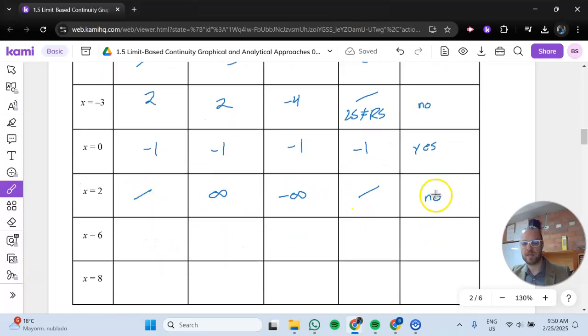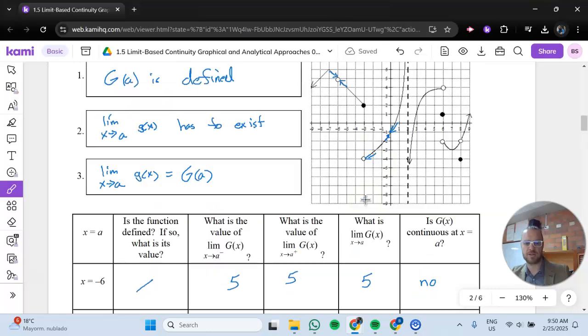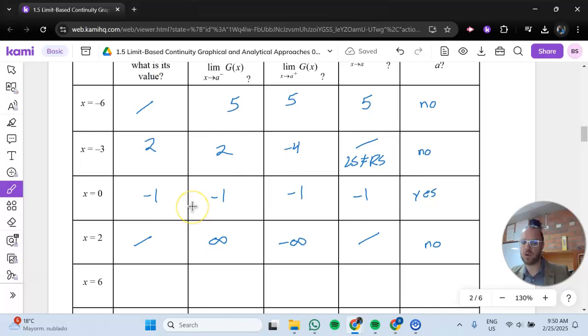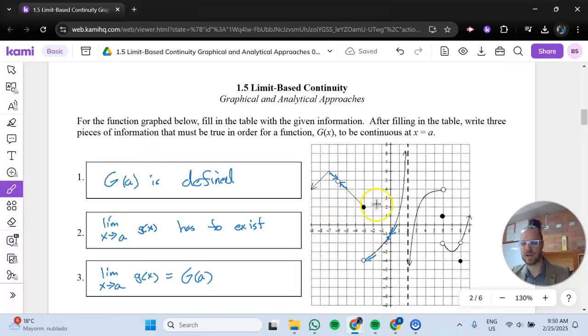All right, now 6. Sorry, let's clarify that. So why was I immediately able to say no? If any of those three things were not true, then we know that it is not continuous. We don't have to show all of them. We're doing it for practice, but as soon as one is false, it's not continuous.